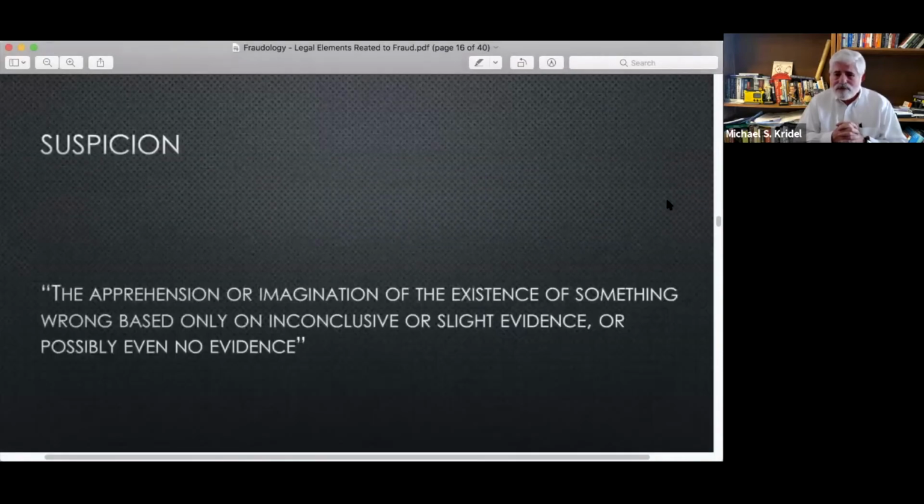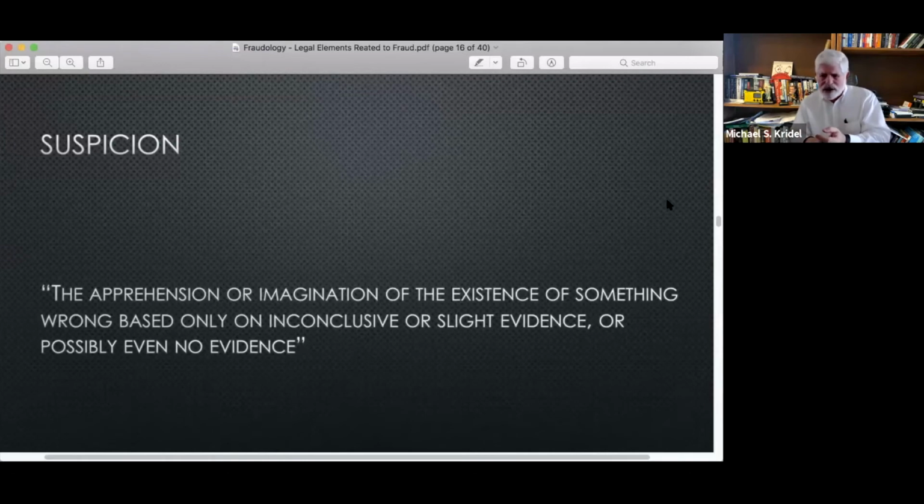Next slide. Suspicion as a term is apprehension or imagination of the existence of something wrong. In other words, intuition based only on inconclusive or slight evidence. It might be a scintilla of evidence, or possibly even no evidence. So we've got two of those previous definitions coming into play here: no evidence and scintilla of evidence. Suspicion is nothing that you can prove, but it's enough to motivate someone to take an investigatory action, whether internally in a company or externally as a result of an external investigation, perhaps by law enforcement, a suspicious spouse, or another financial relationship. Next slide.